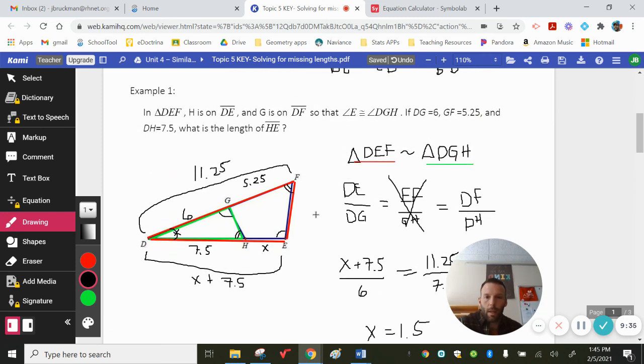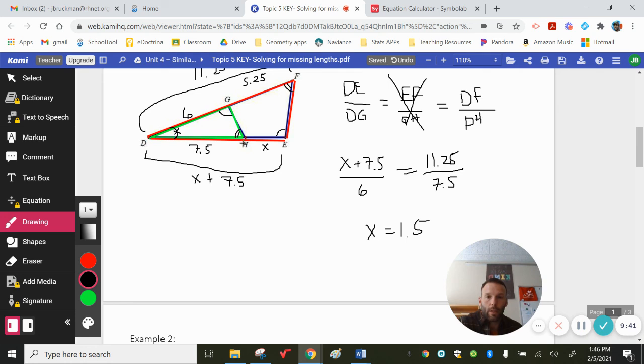Now we just got to go back and make sure that I know what it is I'm looking for in the question. It says, what's the length of the segment HE? HE has a length of x, so the length of HE is 1.5. And there's the answer to my question.